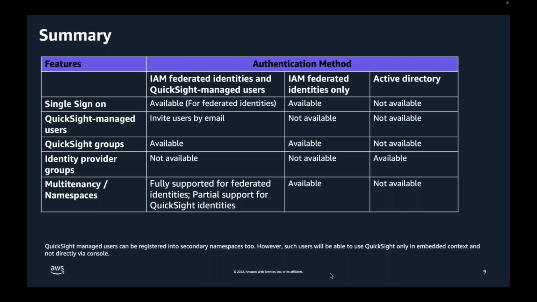And then lastly, namespaces or multi-tenancy is not available in Active Directory, because in the case of AD authentication, QuickSight simply uses the AD authentication token to provision the users. Those users do not get provisioned into QuickSight, so that's why namespaces are not available for the AD option today. But for the other two, namespaces are available. And for the QuickSight managed users case, namespaces can be used if it's an embedding environment.